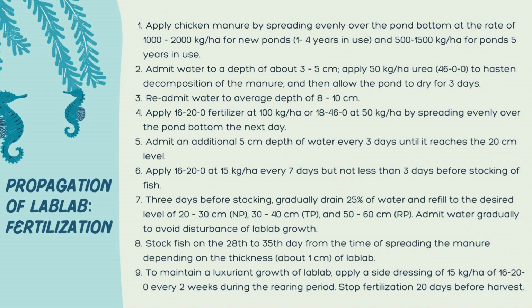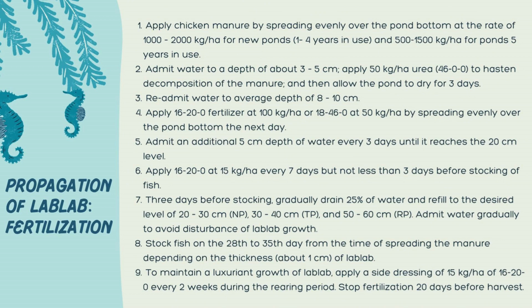Then apply ammonium phosphate fertilizer at 500 kilograms per hectare or diammonium phosphate at 50 kilograms per hectare by spreading evenly over the pond bottom the next day. Next, admit an additional 5 centimeters depth of water every 3 days until it reaches about 20 centimeters, and then apply ammonium phosphate at 15 kilograms per hectare again every 7 days, but no less than 3 days before the stocking of fish.